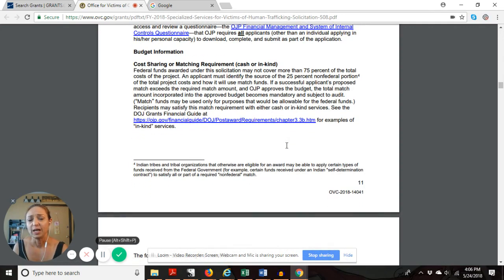The budget information. Now here's the cost sharing and matching requirement. This is very important because remember it did say yes, there's cost sharing that is required for non-federal funds. And as I said, there's 25% required, and you can see it right here. Federal funds awarded under the solicitation may not cover more than 75% of the total cost of the project. That means that $700,000, if you asked for the ceiling, is only going to be 75% of the total cost of the project. You still need to give 25% more on top of that for your 100% of the project.